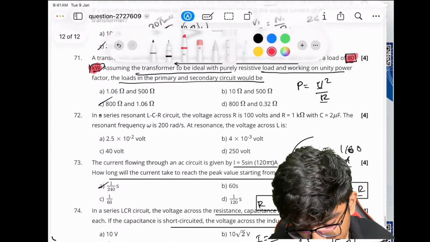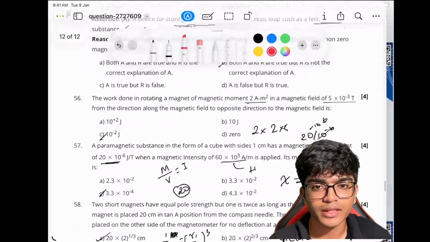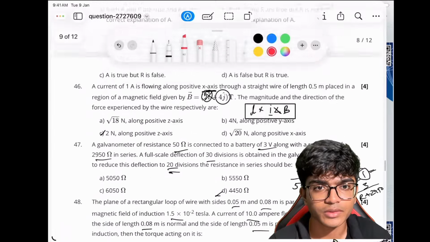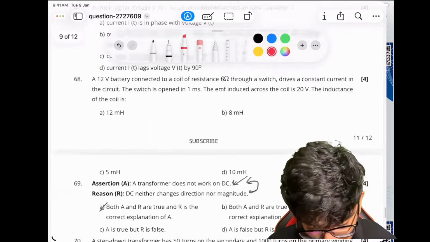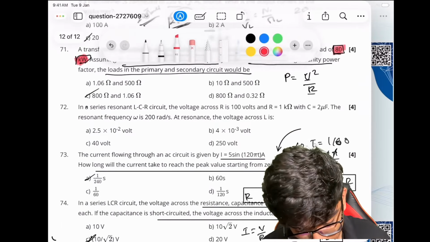In a series LCR circuit, I think this is how my NEET paper was. I would keep scribbling like this all around the paper. This is how I solve questions. I started writing in the same habit. I don't use that slide at all.